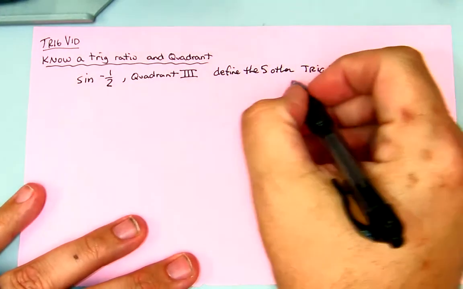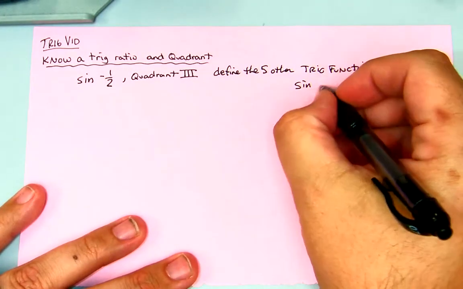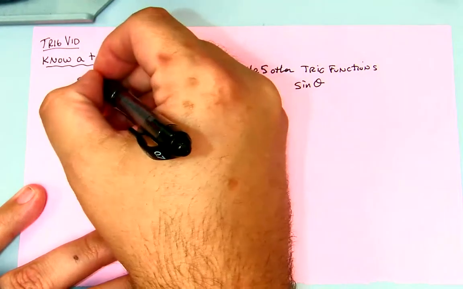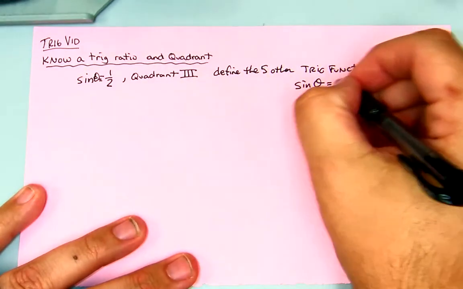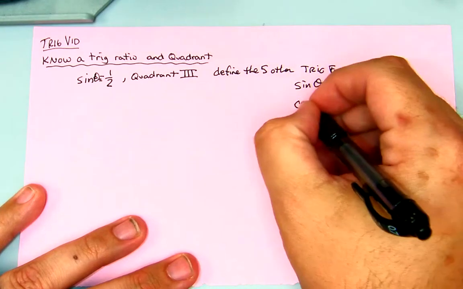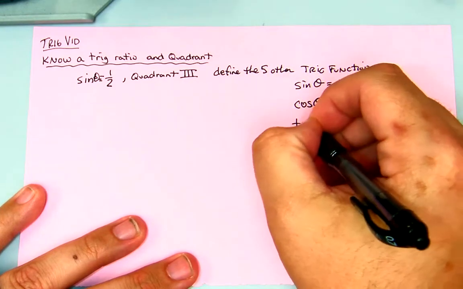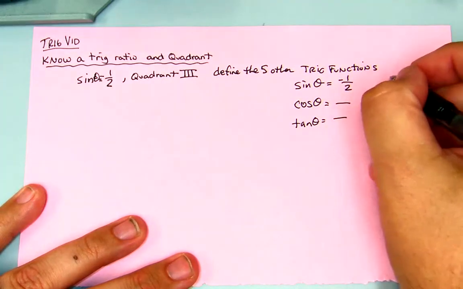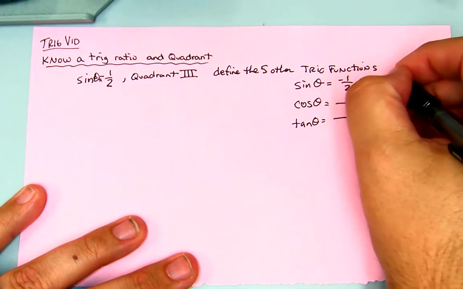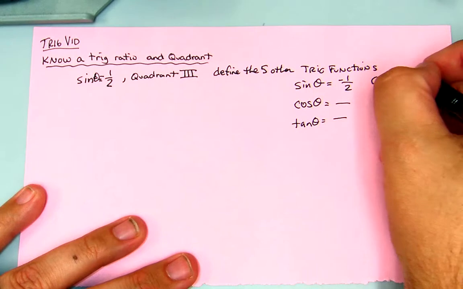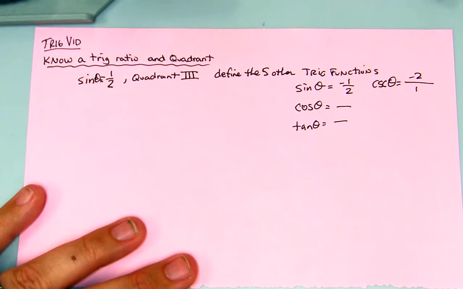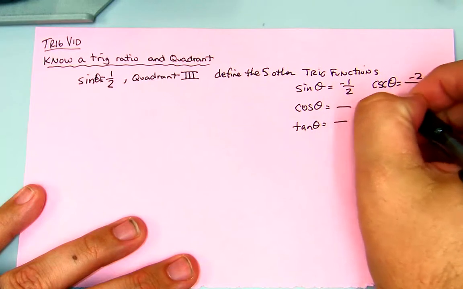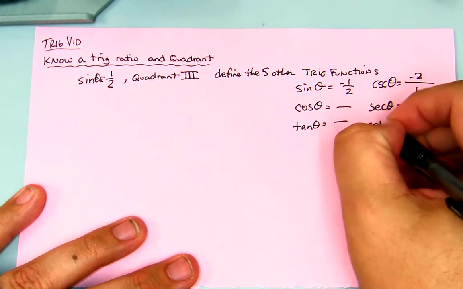Alright, so I know sine. Sine of theta is equal to -1/2. So I need the cosine theta, tangent theta. I need the cosecant theta, which I know immediately is going to be -2/1 because it's just the reciprocal of the sine. I need the secant of theta, and I need the cotangent of theta.